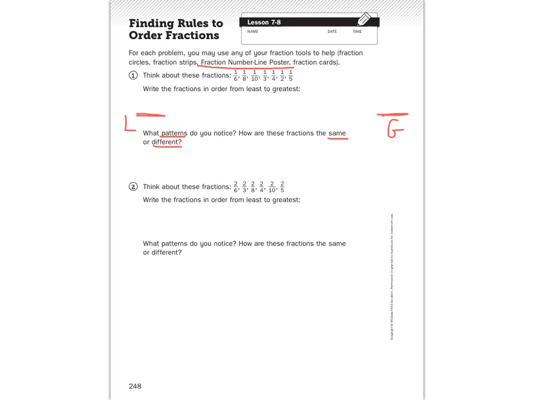And you'll notice that the numerator is 2 this time, but the denominators are all different, just like before. You're going to put them in order from least to greatest. Remember, least means the smallest fraction, and greatest means the biggest fraction. What patterns do you notice? How are these fractions the same or different? This might take you a little bit of time.